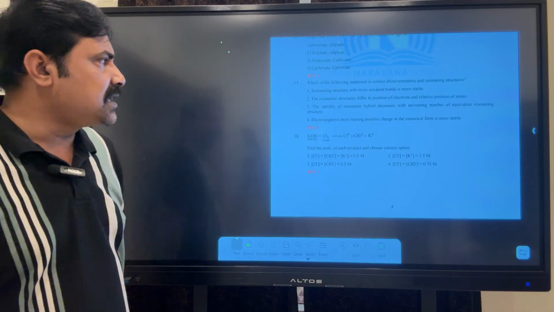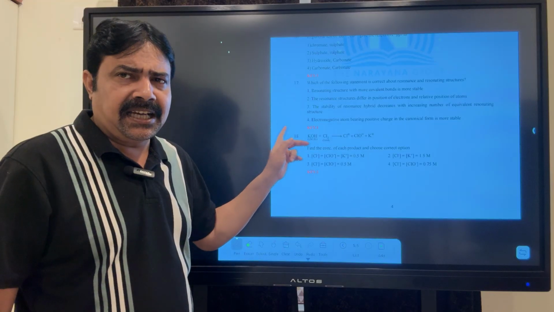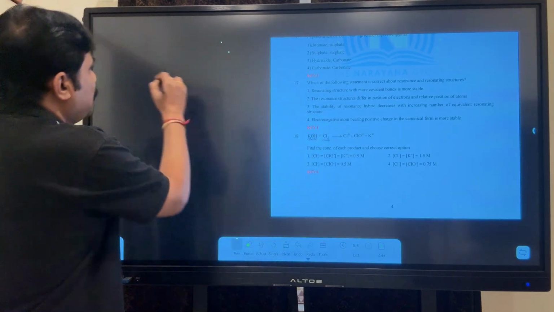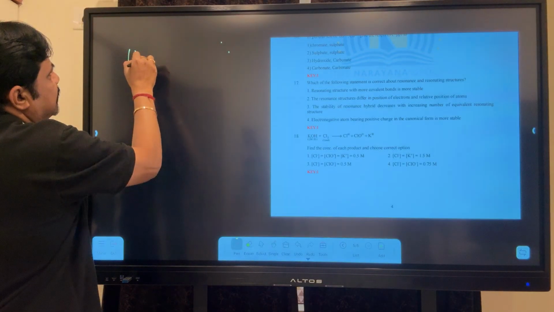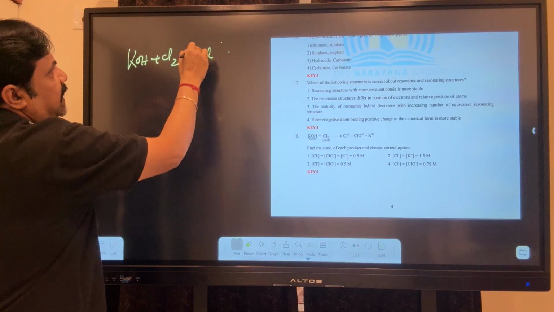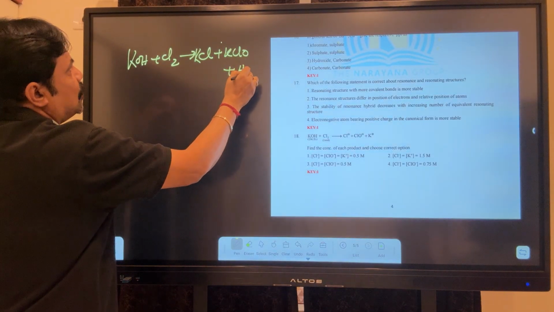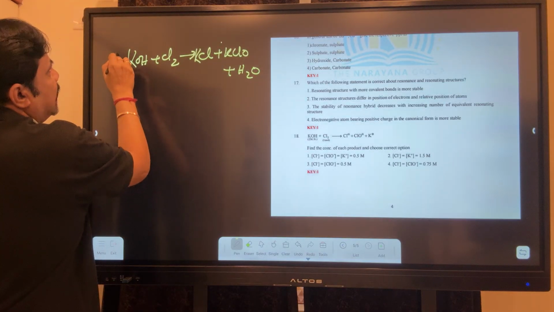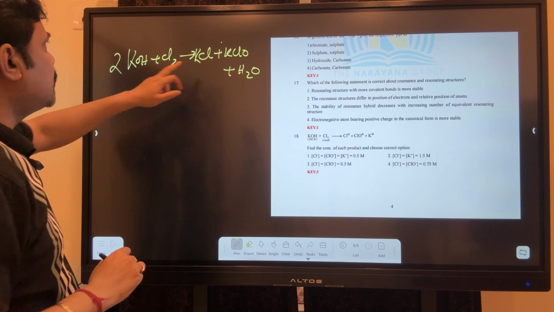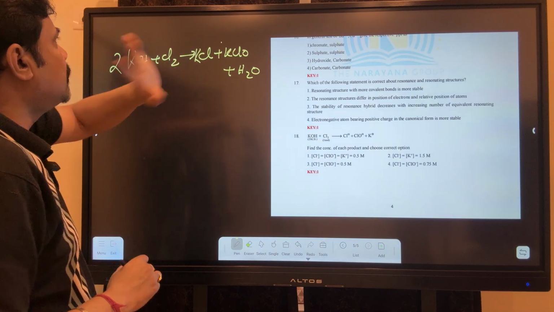Then the 18th question, how will you do it? 2 molar, 2 liter KOH: molarity into volume in liters gives the number of moles. First you have to balance the reaction. KOH plus Cl2, it should be in cold condition, then only you will get KCl plus KClO plus H2O. This will be your reaction. Now here you put 2 H2O, then look, this is a balanced reaction: 2 potassium, 2 potassium, 2 hydrogen, 2 hydrogen, 2 oxygen, 2 oxygen, 2 chlorine atoms, 2 chlorine atoms.